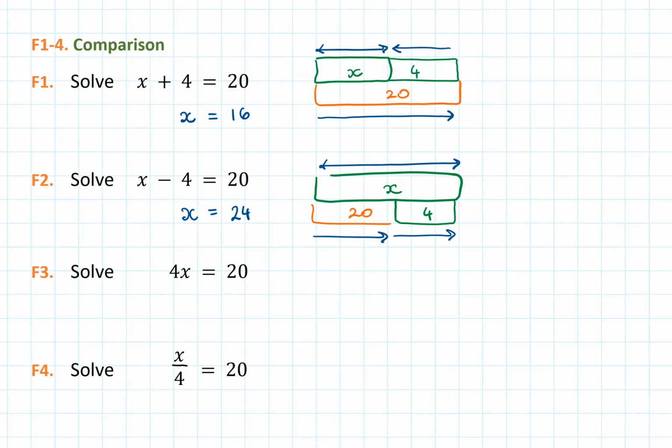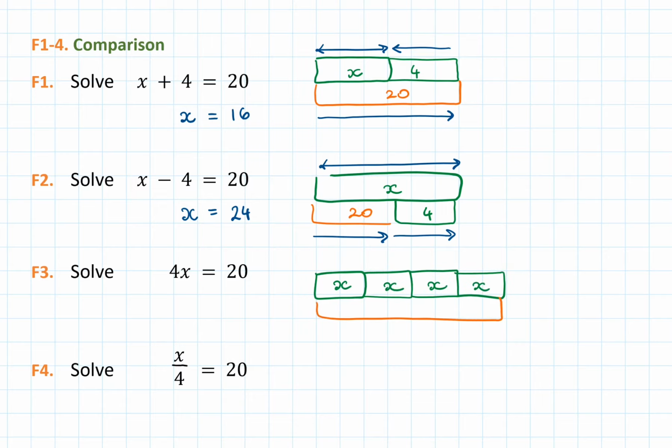In the third example, remember that we have multiplication. When there's a number and a variable next to each other, there's a hidden multiplication sign. So we have 4 lots of x in this example, which will equal 20. And we can work out the value of 1x by saying that x is just 20 divided into 4 equal parts. Each x is 20 divided by 4. Therefore x will be 5 because 20 divided by 4 is 5.